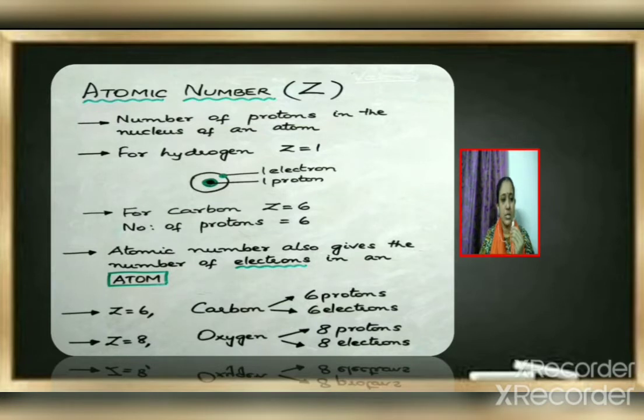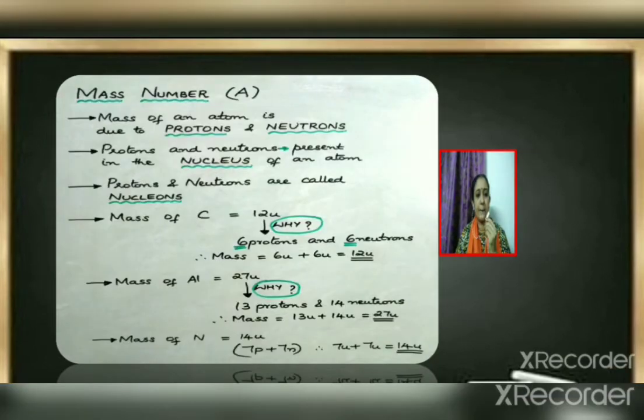Now, consider oxygen. The number of electrons present in oxygen is 8. It is because the atomic number of oxygen atom is equal to 8. Oxygen also has 8 protons. Next we shall learn about mass number denoted by the letter A. Mass of an atom is due to protons and neutrons present in the nucleus of an atom. So mass number is defined as the total number of protons and neutrons present in the nucleus of an atom. Protons and neutrons are called nucleons since they are present in the nucleus of an atom.